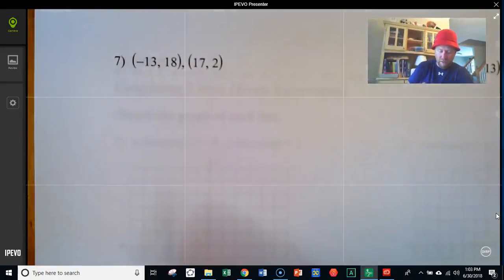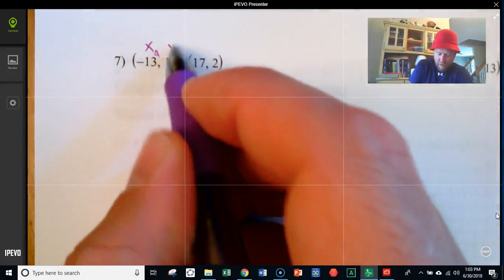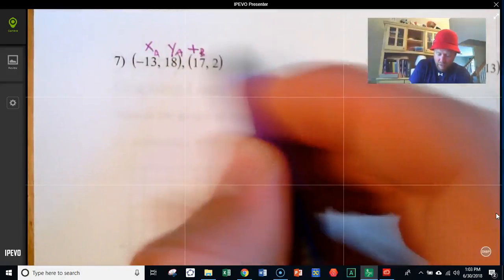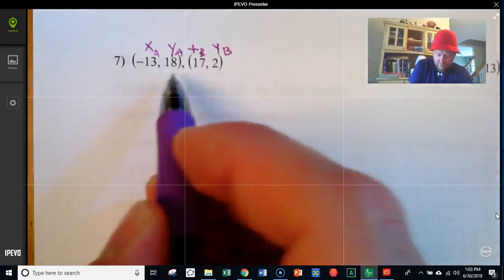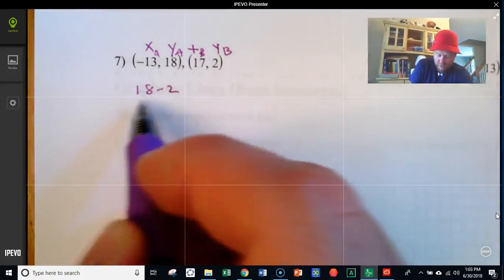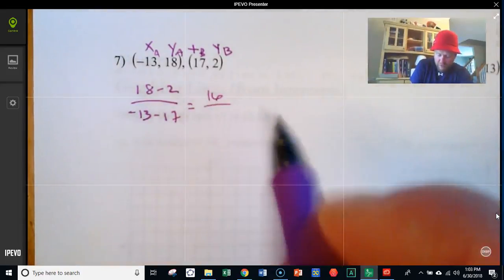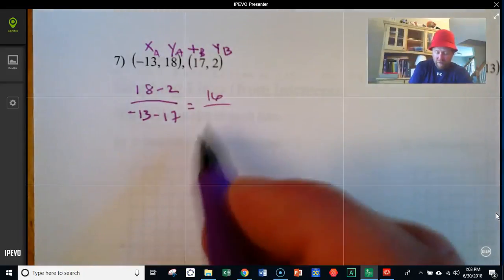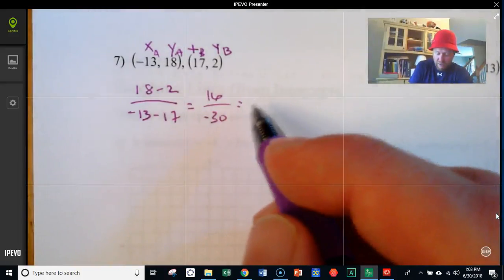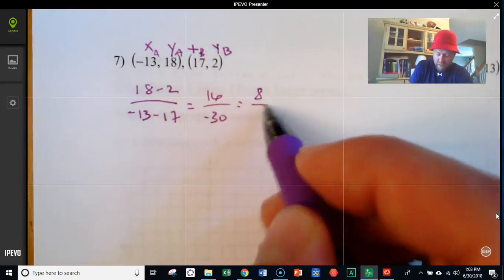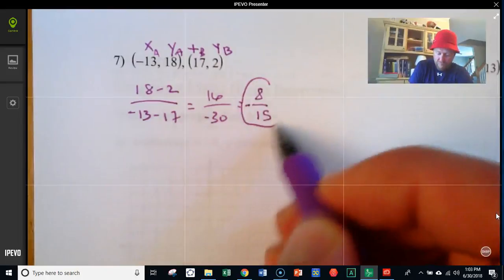So I've got x sub a, y sub a, x sub b, y sub b. So we've got 18 minus 2 over negative 13 minus 17. That's 16 over, negative 13 minus 17 is negative 30. This would simplify, divide both by 2, and that would be 8 over 15. And that negative sign down here, I'm just going to move it up in the middle of the fraction.